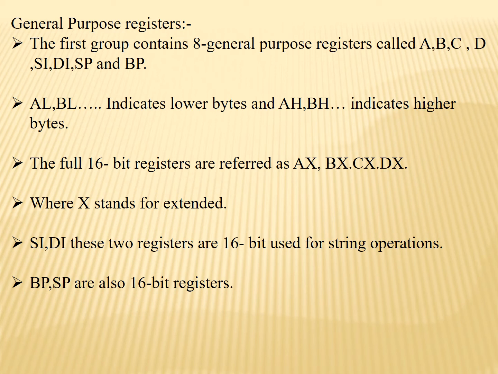So as we have discussed, AL, BL the lower order bytes, and AH, BH the higher order bytes, can both be individually used to access 8-bit data. If I want to access 16 bits, then we use the registers AX, BX, CX and DX, where X stands for extended. SI and DI, these two registers are 16-bit and used for string operations as we have discussed. BP and SP are also 16-bit registers. The stack pointer is used for stack operation.